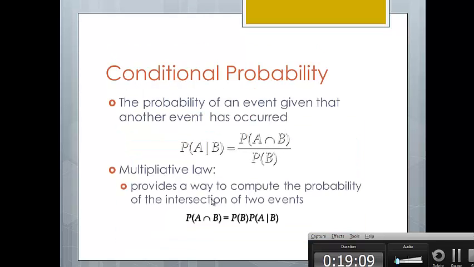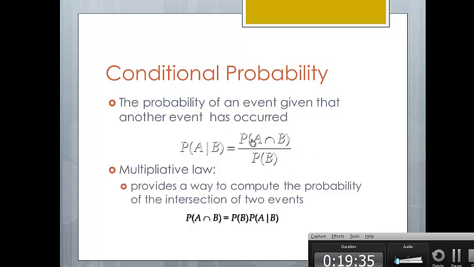Conditional probability is a little bit different. Conditional probability is the probability of an event occurring given that another event has already occurred. So we see the equation here. We read this as the probability of event A occurring given that event B has occurred. So the one that is given is going to be in the denominator.